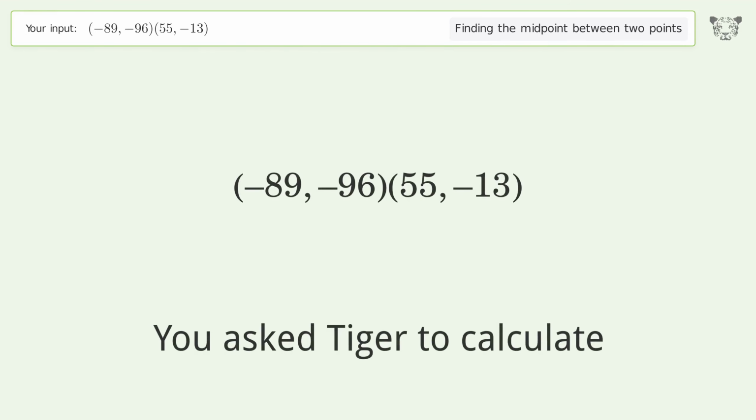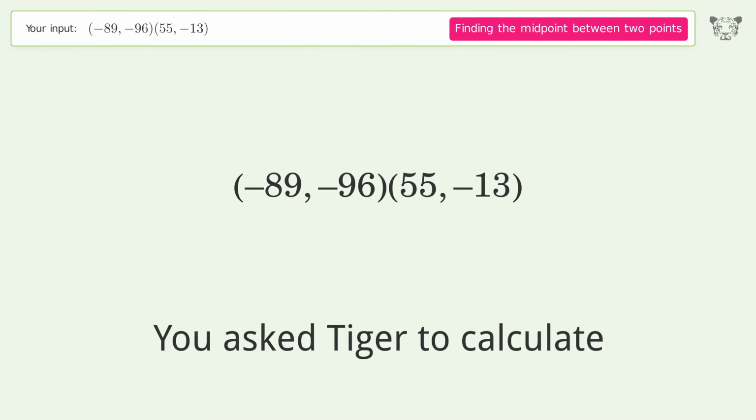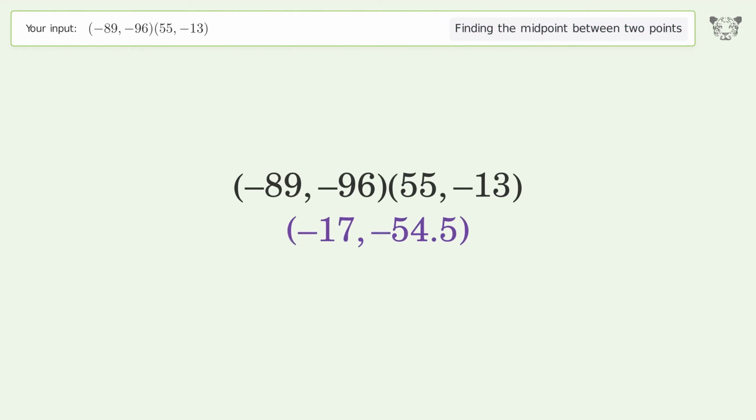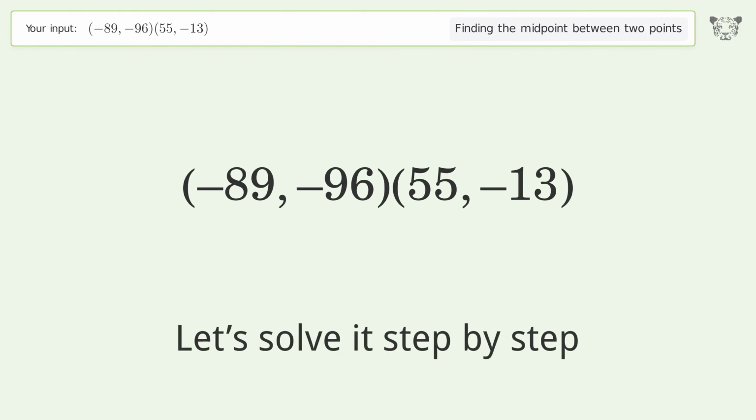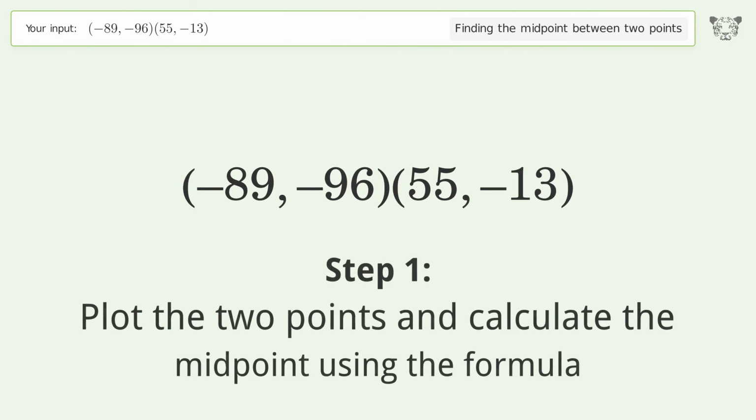You ask Tiger to calculate. This deals with finding the midpoint between 2 points. The midpoint between the 2 points is -17, -54.5. Let's solve it step by step. Plot the 2 points and calculate the midpoint using the formula.